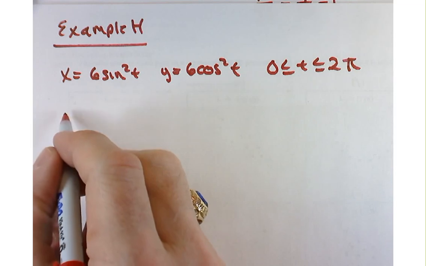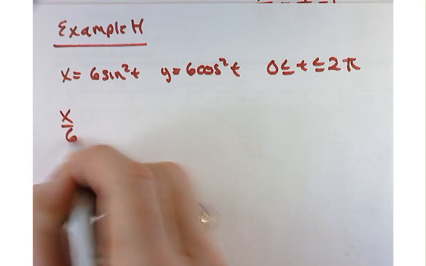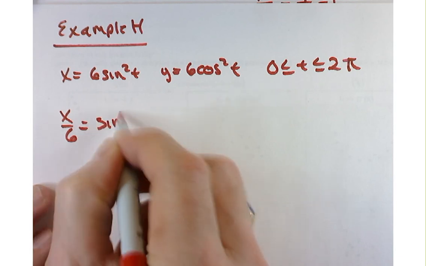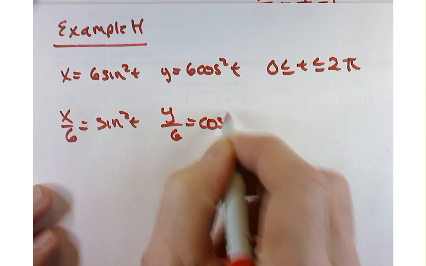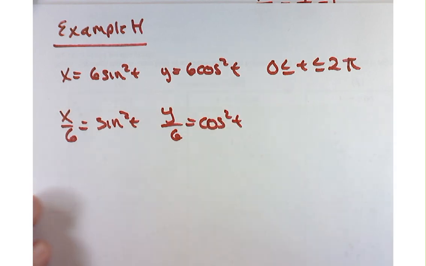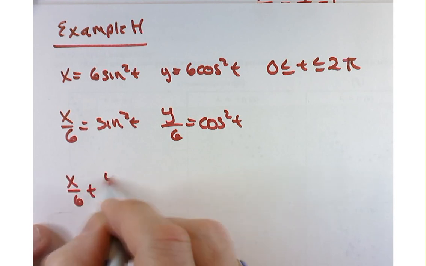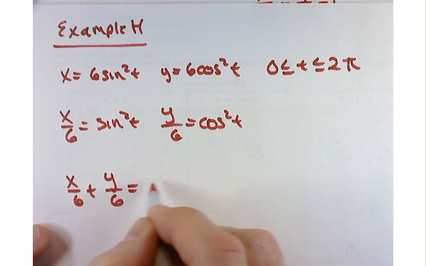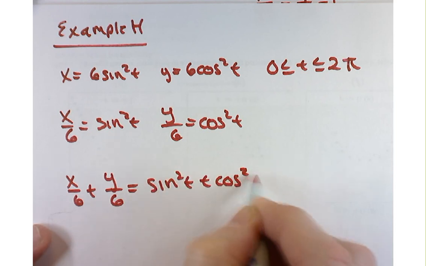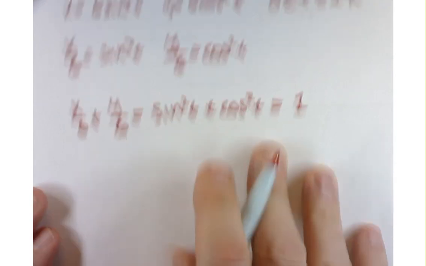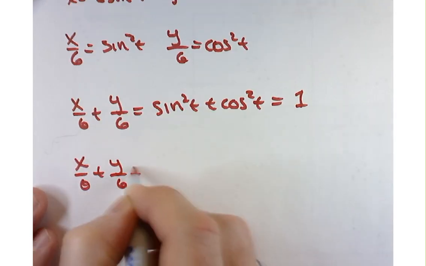All right, so that's one way. X over 6 equals sine squared, and y over 6 equals cosine squared. Then what? Yeah, add them together. X over 6 plus y over 6 equals sine squared plus cosine squared, which is 1. In other words, x over 6 plus y over 6 equals 1.